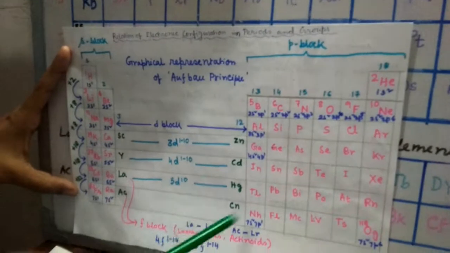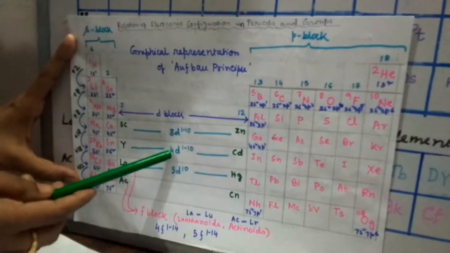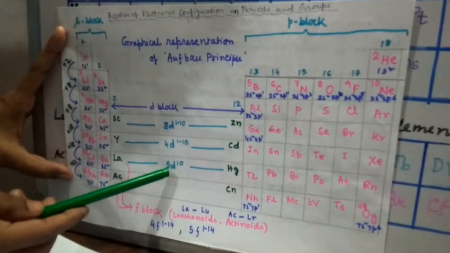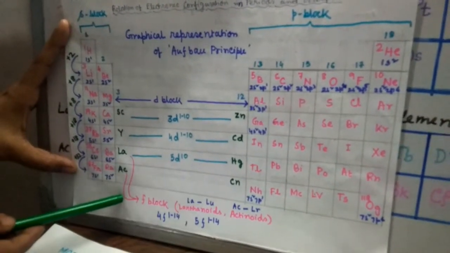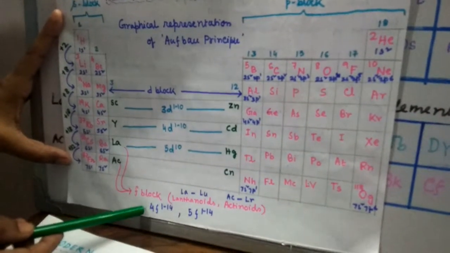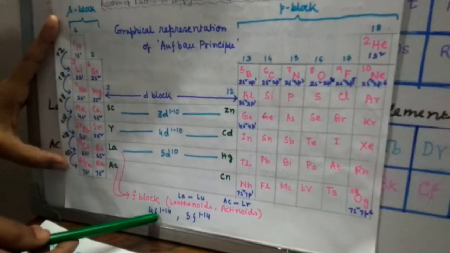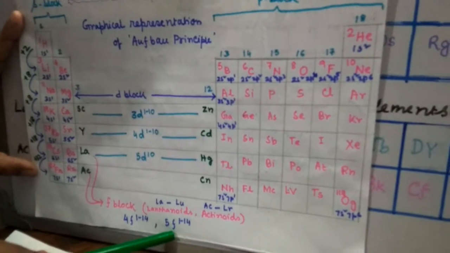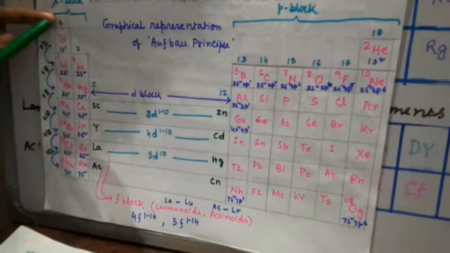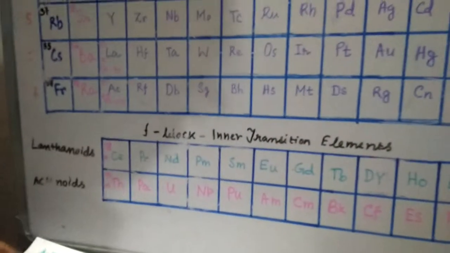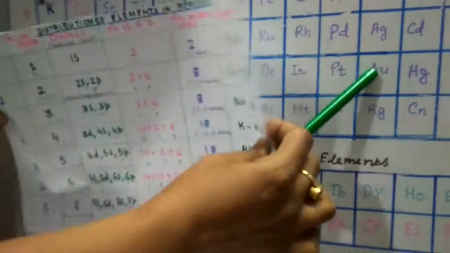Here the d-block elements are present, and you see this is called the 3d block, this is called the 4d block, and this is called the 5d block elements, and you have lanthanides and actinides here. These are called f blocks, and here 4f and 5f electrons are incorporated. So I will now tell you how these numbers have come. This is very important for you to learn.